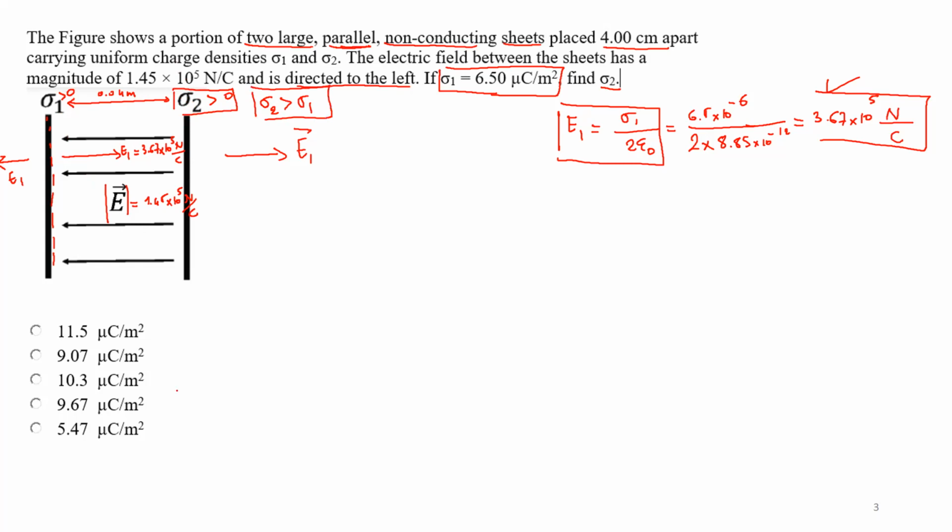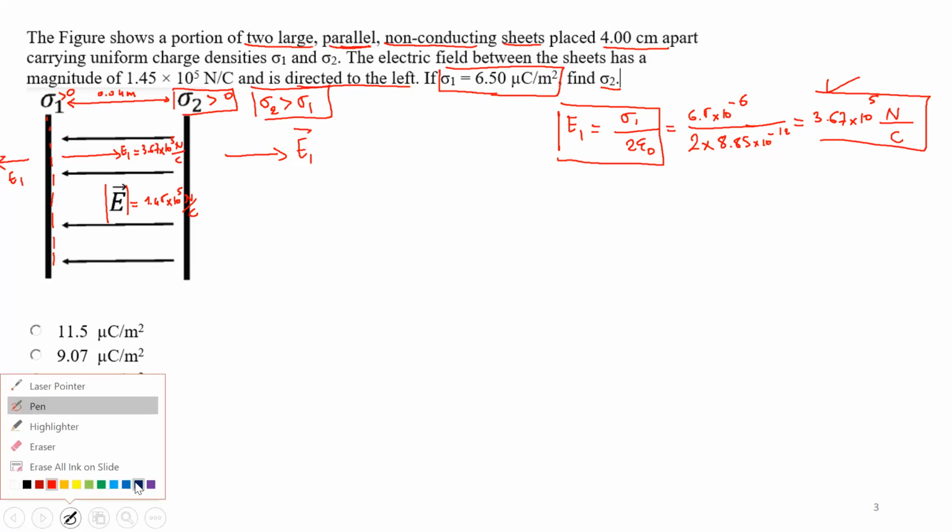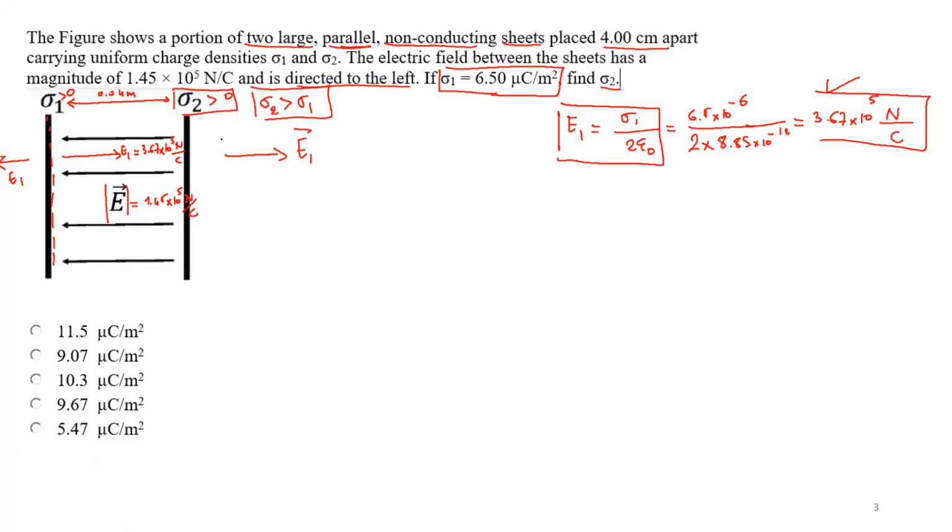Now, let me take another color for sigma 2. So sigma 2 is positive, and of course the field will be pointing away. This is E2, and E2 will be pointing in this direction. It's larger than E1. Good. Now, here what I'm looking at is in between.